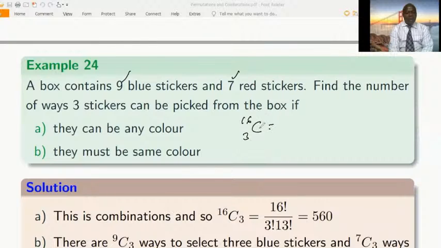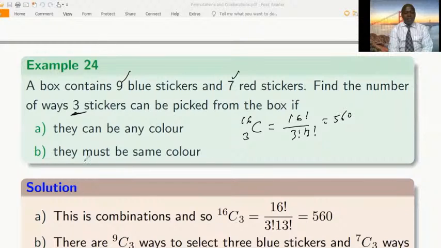Of course, it involves combination and not permutation. You just want to pick 3 and put them somewhere. And pick another 3, put them somewhere. Pick another 3, put them somewhere, without following any order. And this will be 16 factorial divided by 3 factorial times 13 factorial, which is 560. There are 560 ways in which you can select 3 stickers from 16 stickers.